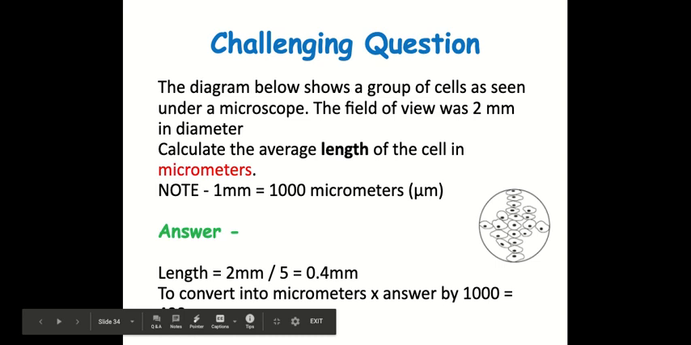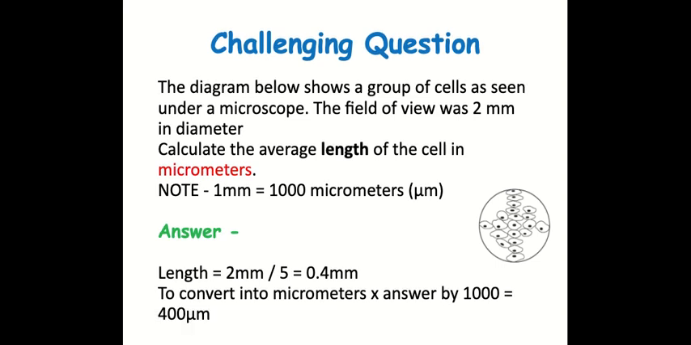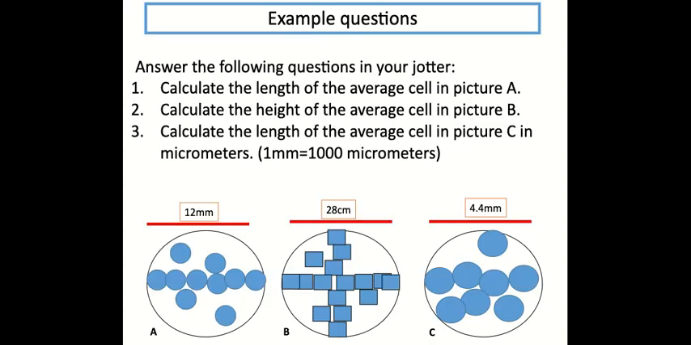And remember, to write micrometers, you use that little u with the tail at the front, and then just a small m. So hopefully that makes sense. It's the exact same calculation, but to convert from millimeters into micrometers, you just times by 1,000. So what we're going to do now is try 3 example questions. These are a mix of some easier ones and some slightly harder ones. I want you to pause the video here, write out your answers, make sure you show your working as well, and then come back to the video when you're ready to go through the answers.